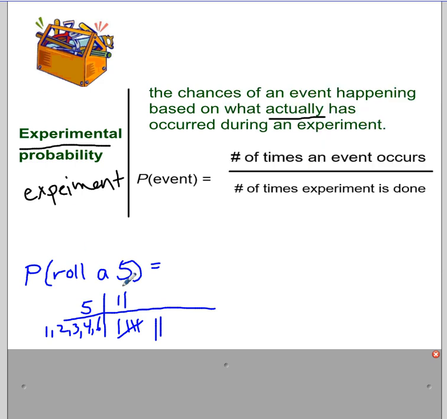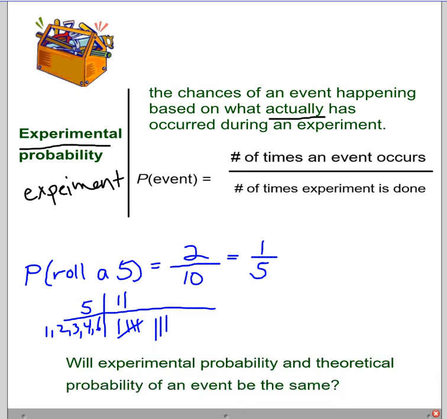So basically I have two 5s and 8 other things. If I want to know the experimental probability of rolling a 5 based upon this experiment, it's the number of times the event occurs, so I rolled a 5 twice, divided by the number of times the experiment was done. I rolled this die a total of 10 times. So that would be 1 out of 5. That's what that reduces to. So the experimental probability of rolling a 5 based upon this experiment is 1 out of 5.